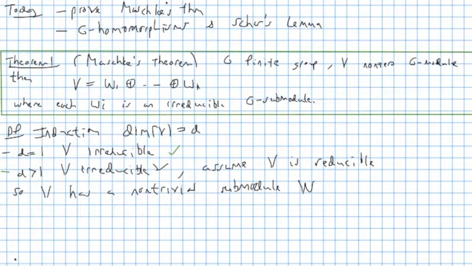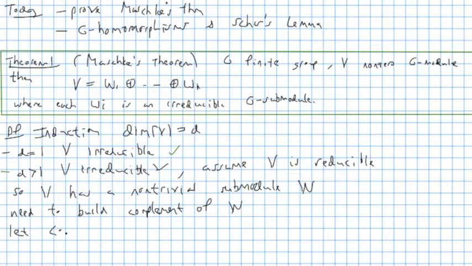So we need to build a complement of W. And we want to use our proposition that we can do so if we have a G-invariant inner product. So we need a G-invariant inner product.